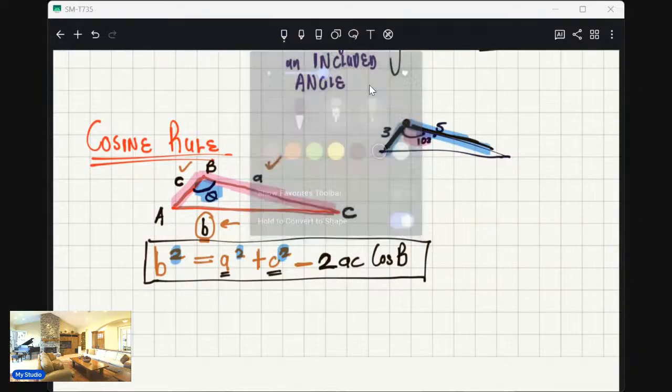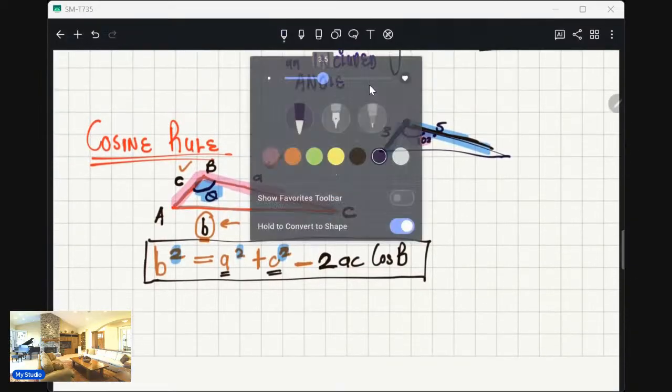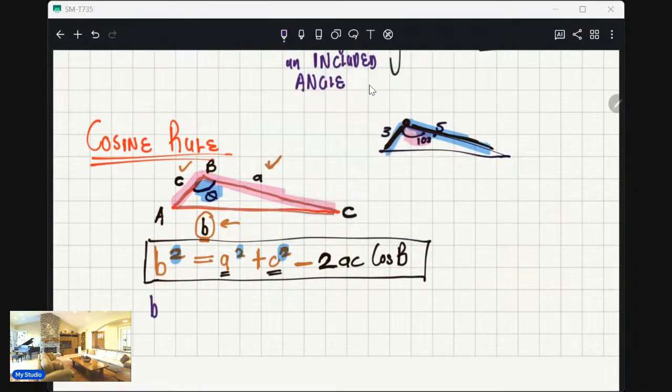We want b, right? B squared. So here's how you do it again. You write it to say b squared. Don't forget, b squared is equal to the other two sides, a squared plus c squared, right? Then you say the other two. Don't forget, you want b, so you take the other two and make everything b squared.